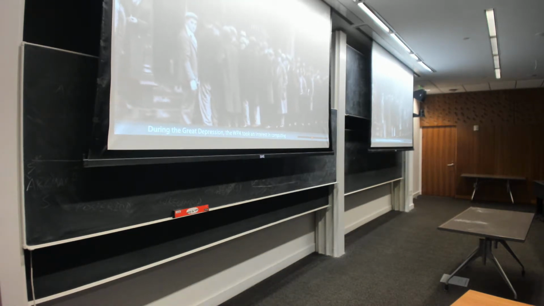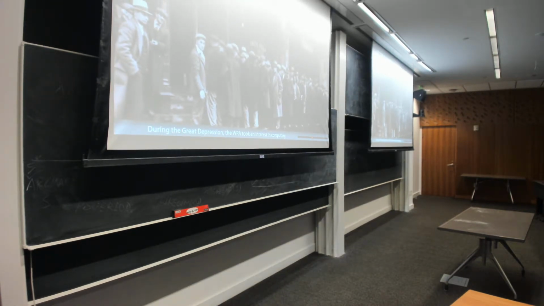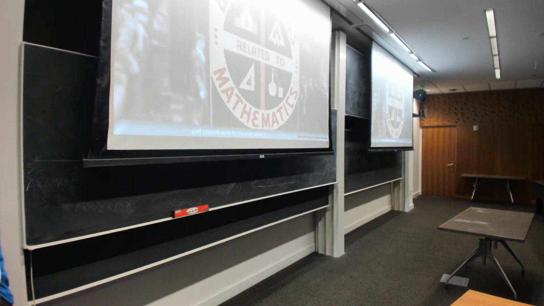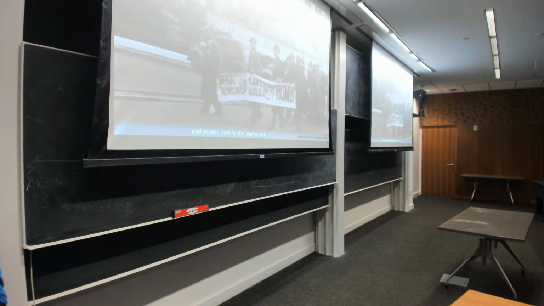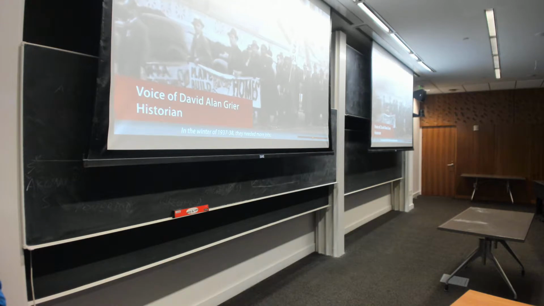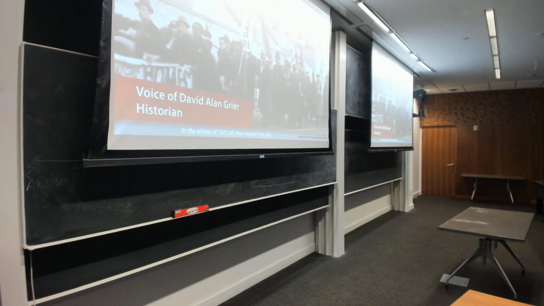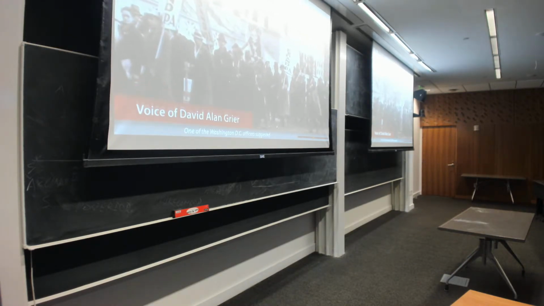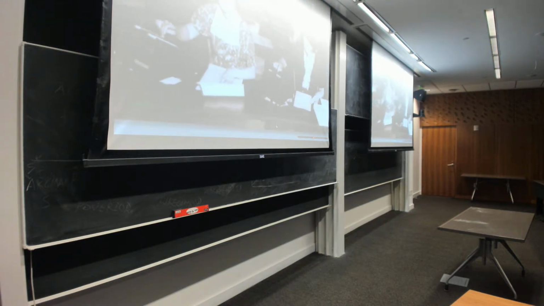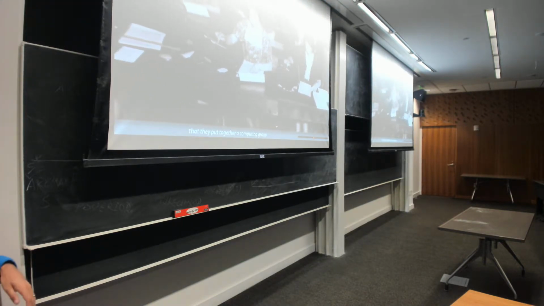During the Great Depression, the WPA took an interest in computing and created work for the unemployed. In the winter of 1937-38, they needed more jobs. One of the Washington, D.C. officers suggested that they put together a computing group.